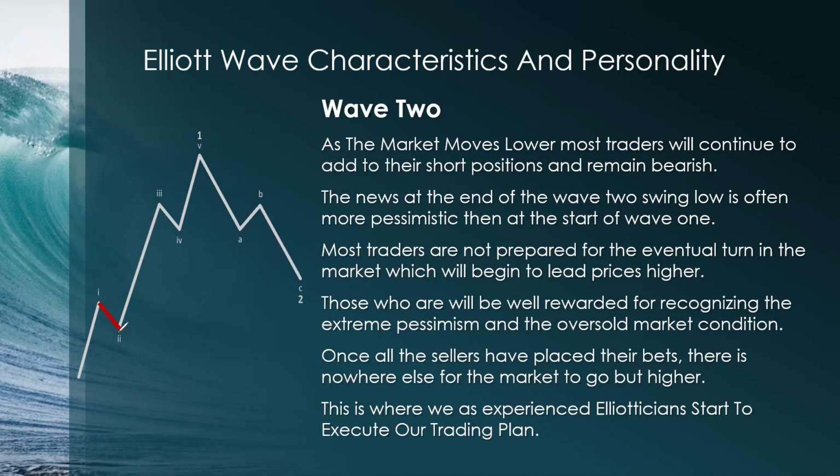So we're typically looking to buy an option contract at the bottom of a wave 2 or during a wave 2. Again, the news at the swing low of this wave 2 is the most pessimistic, even more pessimistic sometimes than at the start of the wave 1. And most traders are not prepared for the eventual turn that the market will see in the wave 3. And again, those who are will be well rewarded, and option contracts can allow for a great increase in value during this wave 3. And this is where we, as experienced Elliotticians, start to execute our option trading plan.